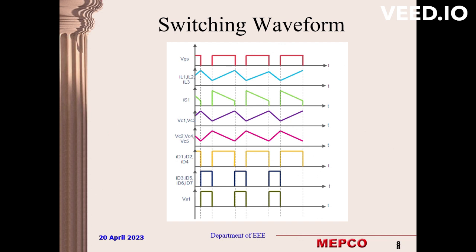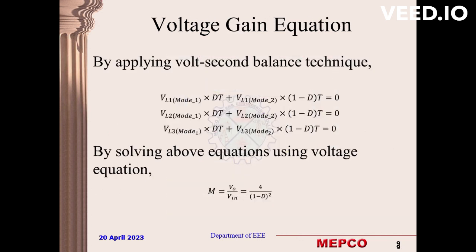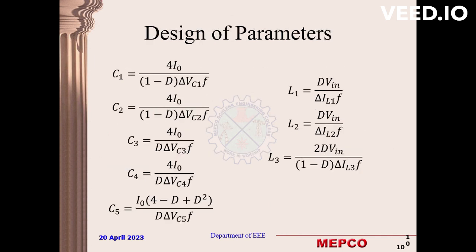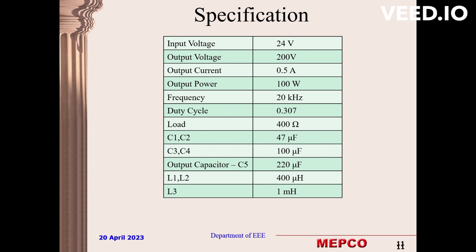These are the switching waveforms of our converter. This is the voltage gain equation. Our voltage gain is 4 by (1 minus D) the whole square. These are the design parameters. They are obtained by using KVL and KCL in volt-second balance and current-second balance equations. These are the specifications of our converter.